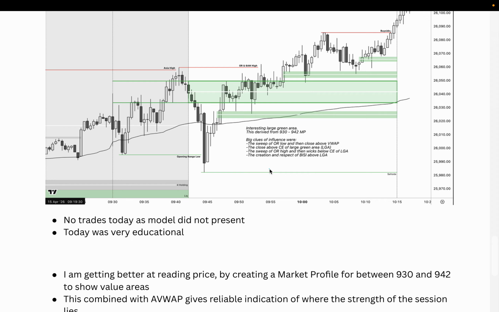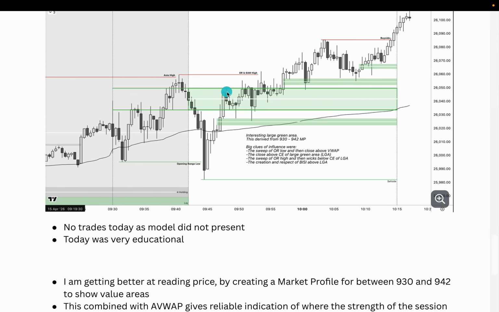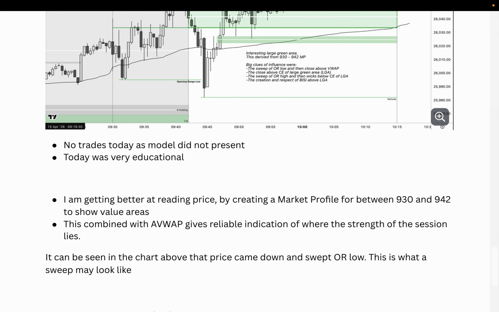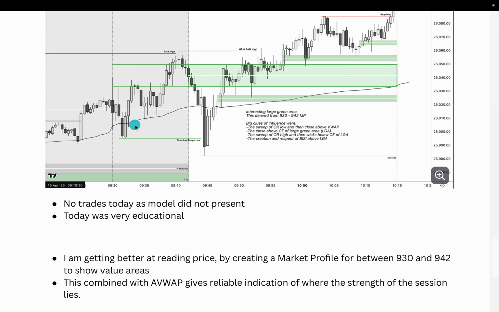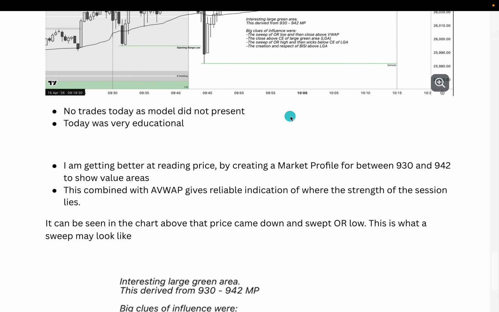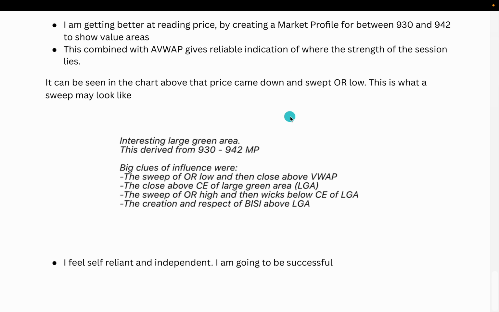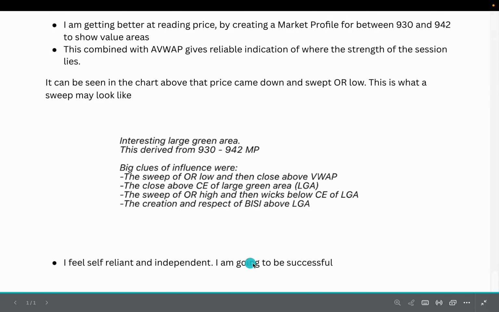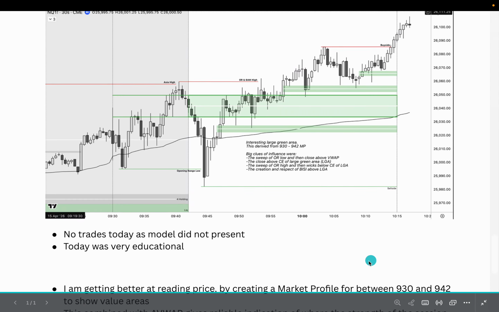So yeah, this is me saying that this is really useful to read price and see what's going to happen, see where the strength is, and this combined with the anchored VWAP just gives you a heads up about what the market is thinking. So it's something I'm going to take forward into next sessions, and I feel more self-reliant and independent, and I feel like I'm going to be successful. It's all going the right way.